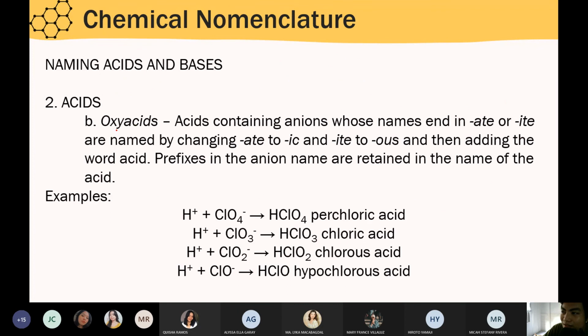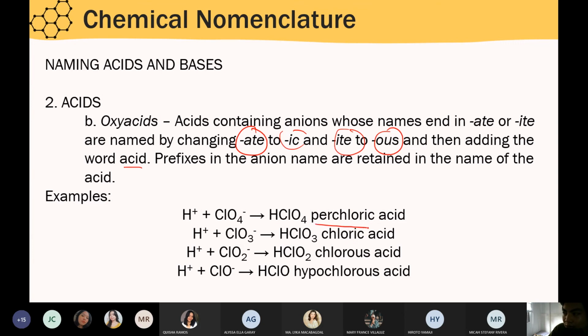Okay. So that's the rule for non-oxy acid. For oxy acid, the rule is simple lang. You just change the ate to ik, the ite to us, and just add the word acid. Okay? So very simple. So for example, we have here again the chlorates. This is the perchlorate, chlorate, chlorite, and hypochlorite. So again, as you can see, for perchlorate and chlorate, you just change the ate to ik.